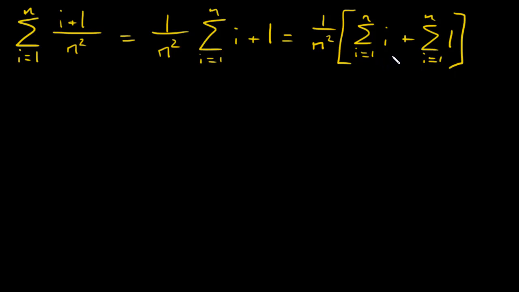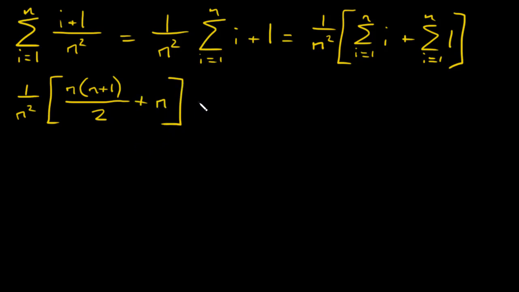Right? Okay. And I happen to know what this evaluates to, because that evaluates to 1 over n squared times, well, this is the summation of i, so it's going to be n times n plus 1 over 2, and the summation of 1 n times is just going to be 1 times n, n. Okay? Well, I can now do a common denominator here. If I do that, I get 1 over n squared.